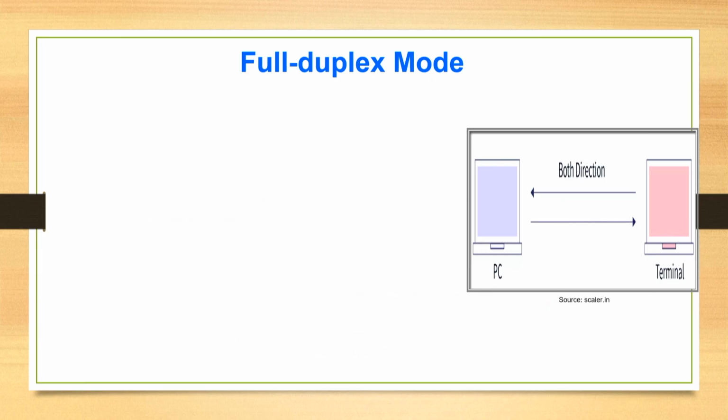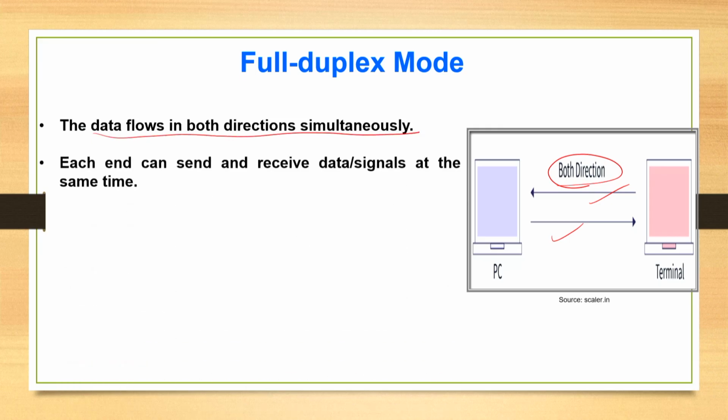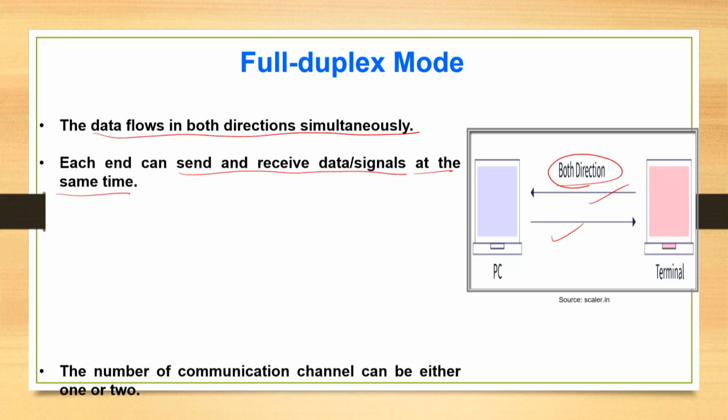Next one is the full duplex mode. In the case of a full duplex mode, from the diagram you see that the transmission is allowed in both the directions at the same time. The PC can transmit the data to the terminal, terminal can transmit it to the PC. That's why its name is full duplex. So here data flows in both the directions simultaneously. Each end can send and receive data signals at the same time.